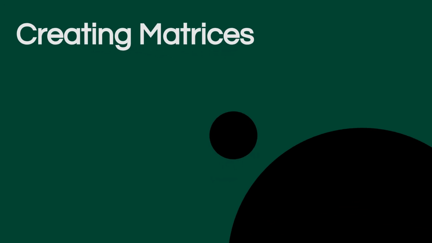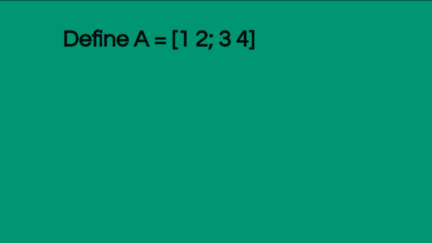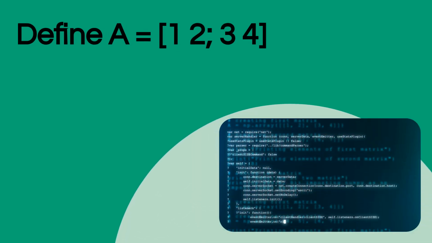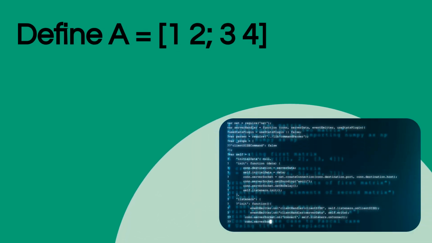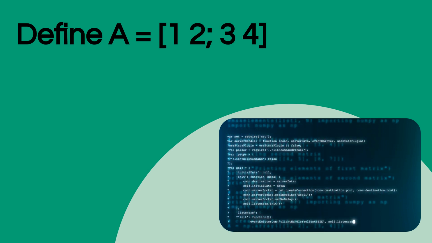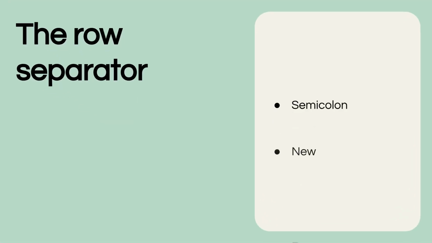Let's start with how to define and create a matrix in MATLAB's command window. We define a 2x2 matrix A by typing A equals bracket 1 space 2 semicolon 3 space 4 close bracket. Remember, the semicolon acts as the row separator, moving you to the next row in the matrix.